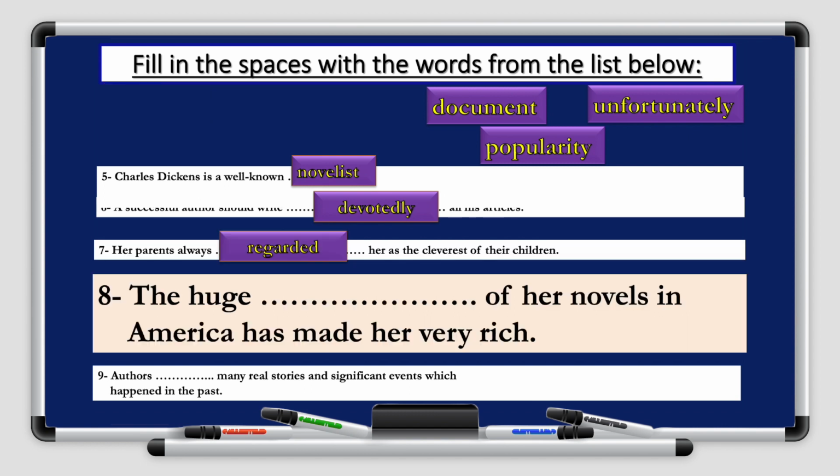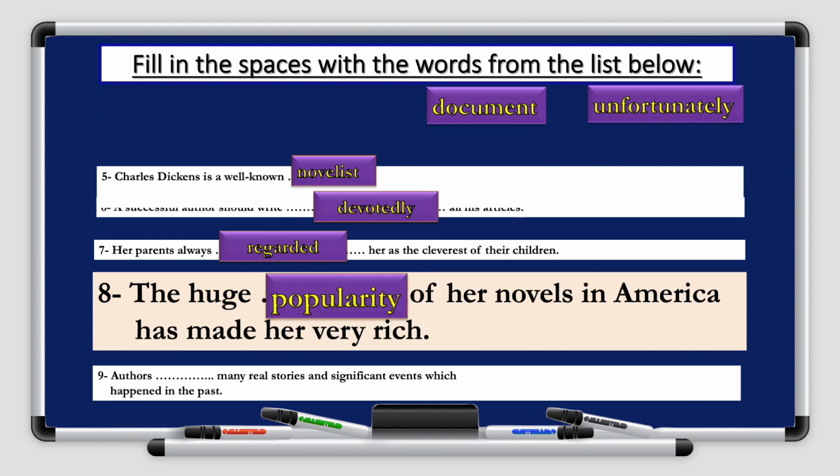Number eight, the huge of her novels in America has made her very rich. Many people like reading her novels. So her novels are popular, which means the huge popularity of her novels in America made her very rich.